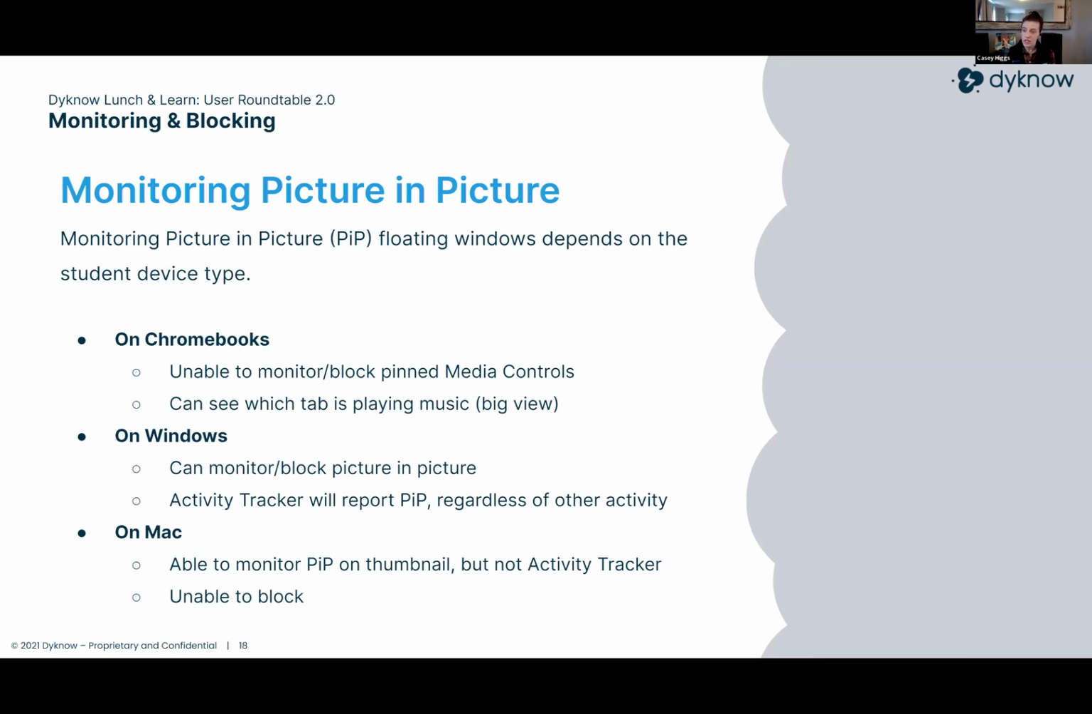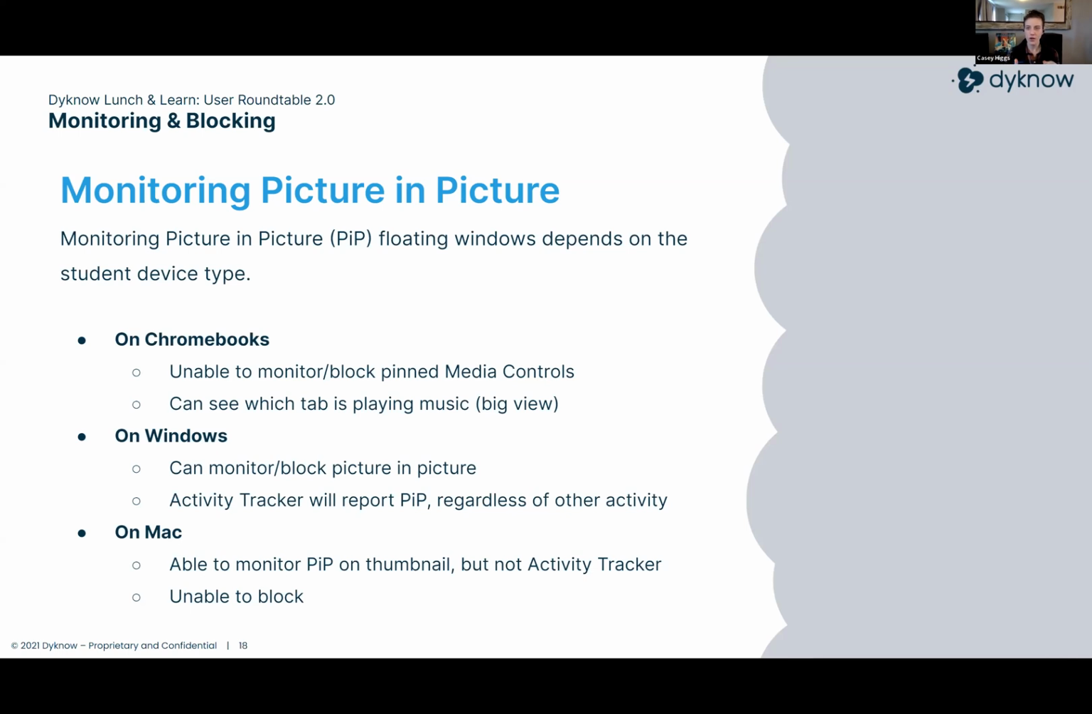But on Windows devices, at least, Dyno will report the picture-in-picture as the current activity within the activity tracker. So regardless of what the active browser tab is, that it might look like they're, quote unquote, working on, but they're actually just watching this video, Dyno is going to report it as picture-in-picture. So on Windows devices, you can monitor it, you can block it, great, super easy. On Mac devices, we're somewhere in between.